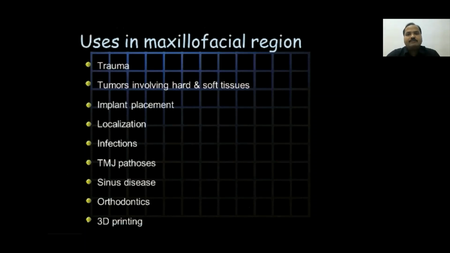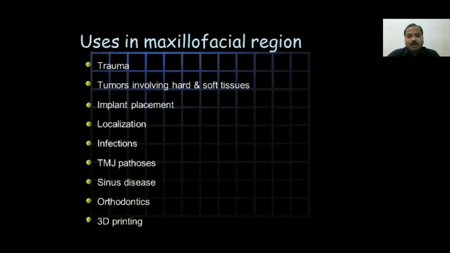Now, uses in the maxillofacial region, what all uses can be there? These will be the indications for CBCT in the maxillofacial region. First is trauma or the traumatic injuries. Second, tumors which are present in the hard and soft tissues in the orofacial region, in which the extent is not clinically decided. Then in cases of implant placement or implant planning and assessment, and post-implant evaluation also can be done.